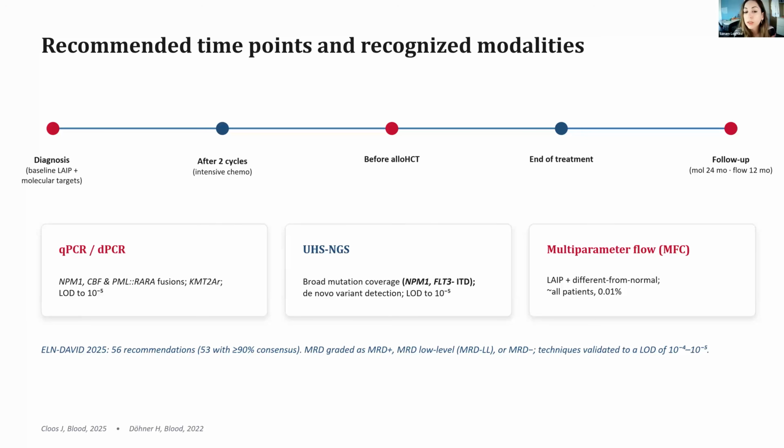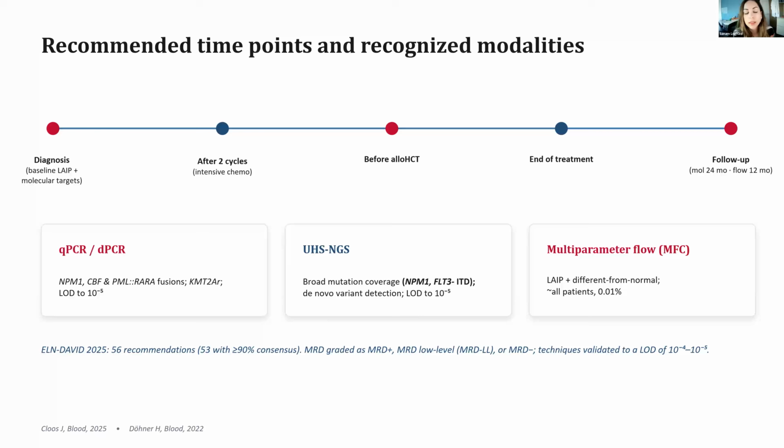And then after 2 cycles of intensive chemotherapy, we usually repeat the assays. We look for measurable residual disease by flow cytometry, and depending on the molecular driver of disease that they had, we look for a molecular target. And then typically before allogeneic hematopoietic stem cell transplant for patients that are moving on to allotransplant, and then at the end of treatment, and then regularly during defined intervals after a transplant or after consolidation therapy.